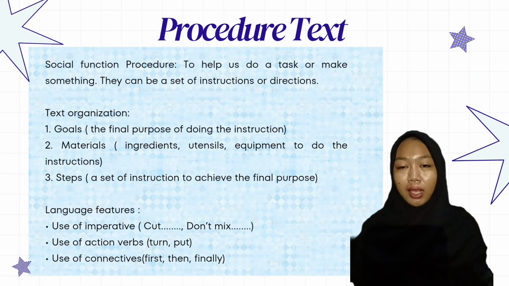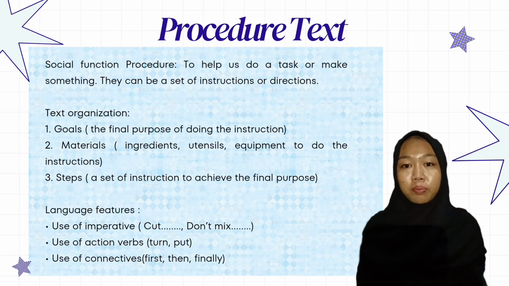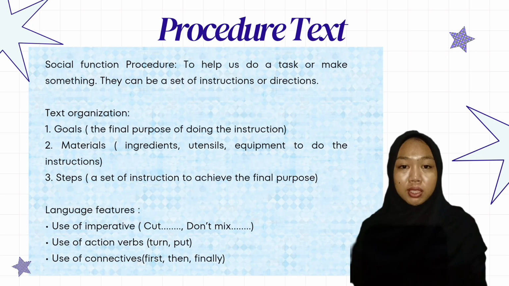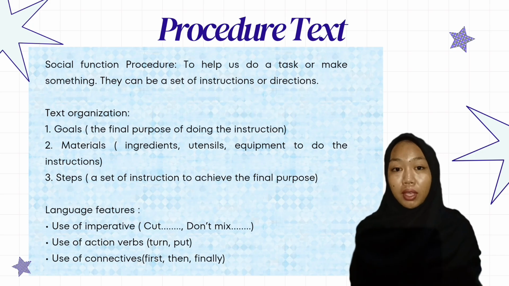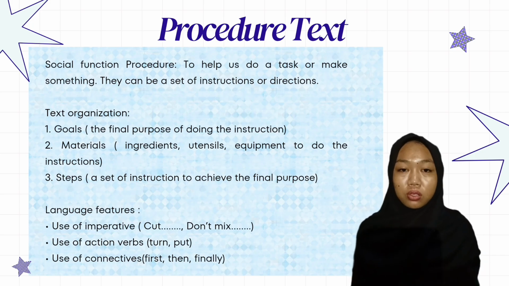Procedure text is a text that explains how to do something or make something step by step. The social function of procedure text is to help us do a task or make some things. The text organization consists of goals, materials, and steps. Goals mean the final purpose of the instruction. Materials mean the ingredients, utensil, or equipment needed. And steps means the instruction that should be followed to achieve the goal.